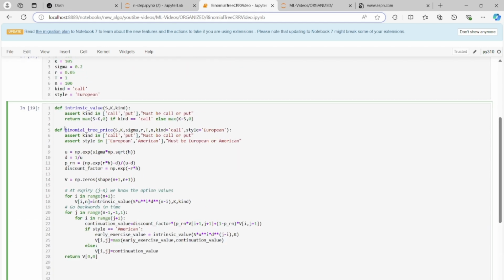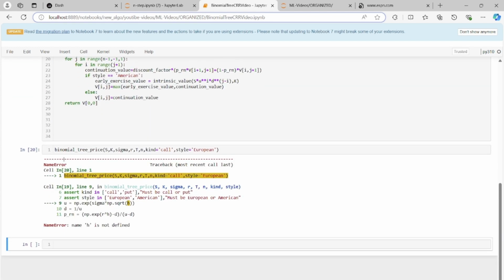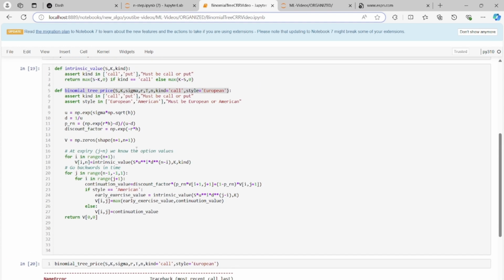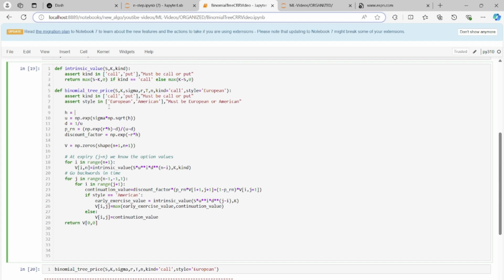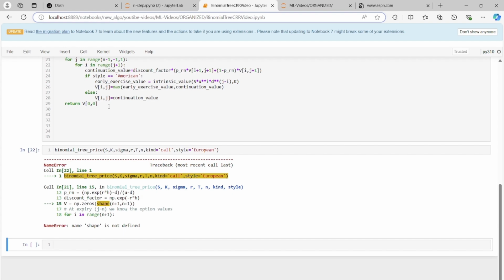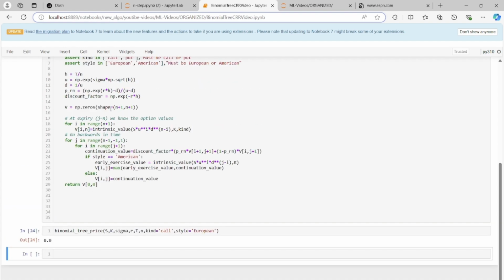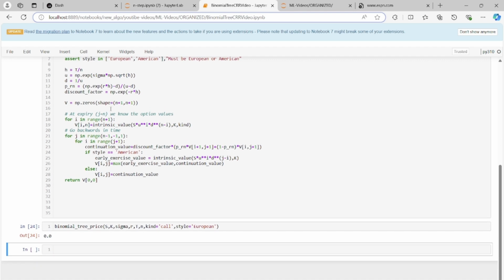So let's do a binomial tree price. I know about what I should get. So if I do this, oh, I need to define H. So H is going to be T over N. What else? Shape equals, okay? That is obviously wrong because the value of the option is not 0. So what did we mess up?